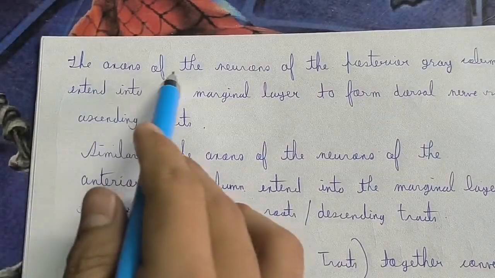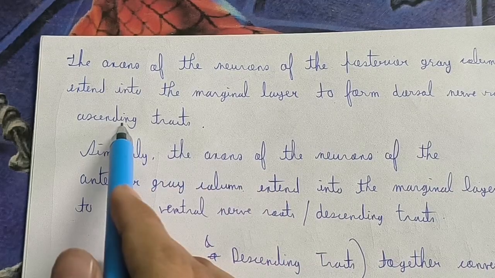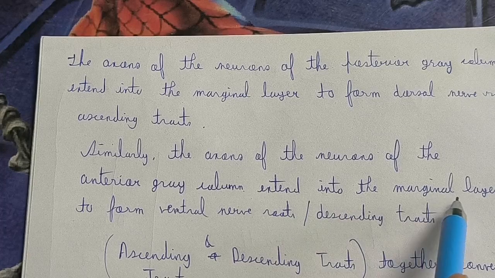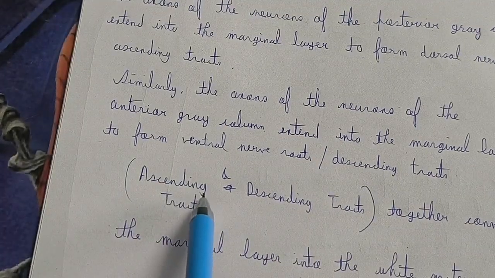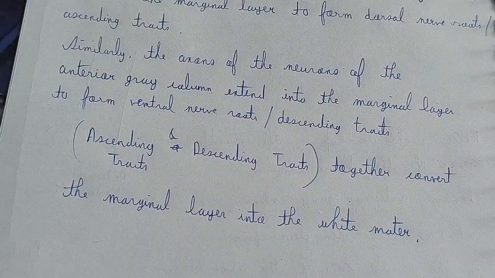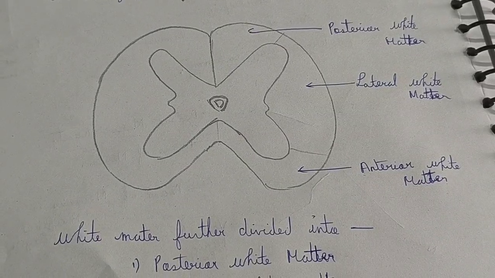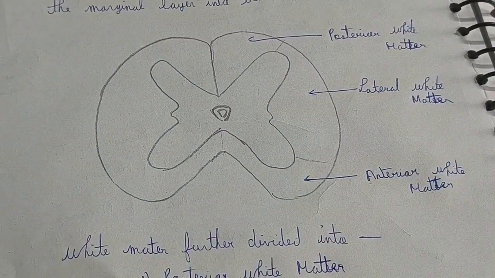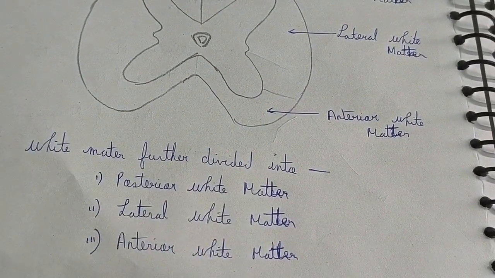So I have written that the axons of the neurons of the posterior gray column extend into the marginal layer to form dorsal nerve roots or ascending tracts. Similarly, the axons of the neurons of the anterior gray column extend into the marginal layer to form ventral nerve roots or descending tracts. Ascending and descending tracts together convert the marginal layer into white matter, and further divisions of this white matter will also be done. See friends, this is a further division of the white matter: posterior white matter, lateral white matter, and anterior white matter. So white matter further divides into three parts, as I already mentioned.